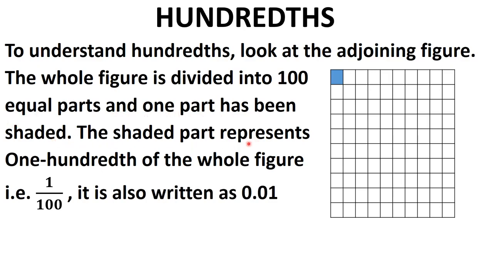The shaded part represents 1/100th of the whole figure, that is 1 upon 100, and it is also written as 0.01. Why is it so? Because in 100 there are 2 zeros. Count the number of zeros and then place the decimal in the numerator. Start counting from your right. So first is 1 and another place we don't have, so we will write 0, and before 0 now we will write the decimal. So it is 0.01.